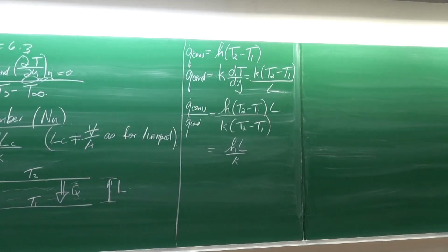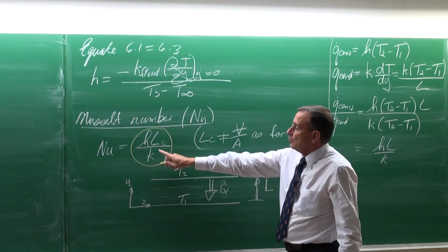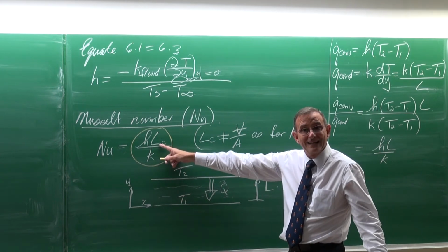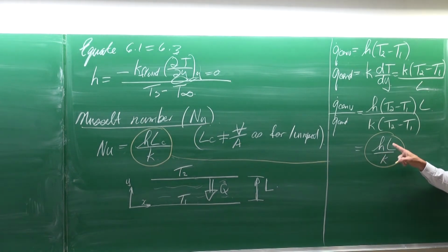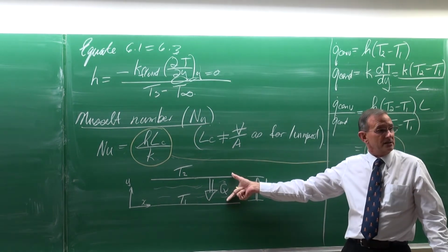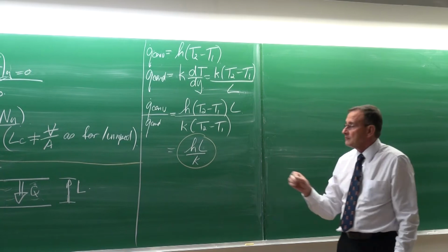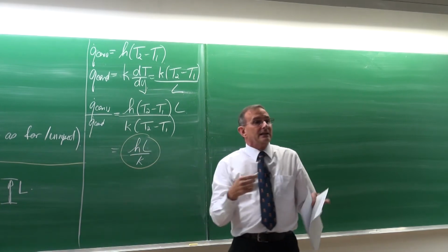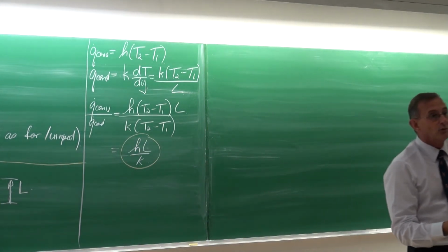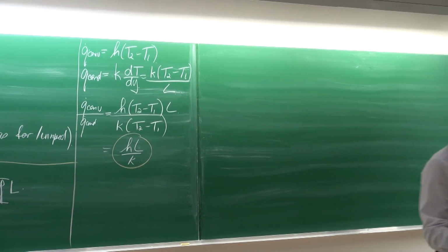Why did I do that? Because I want to show you that the Nusselt number, which is equal to the heat transfer coefficient multiplied by the characteristic length divided by k, is the same thing. The characteristic length in this case was the distance between the two plates. So we've got the same equation. What does it mean? It means that the Nusselt number tells us how much enhancement we will have in comparison with conduction heat transfer as a reference. That is what it means.